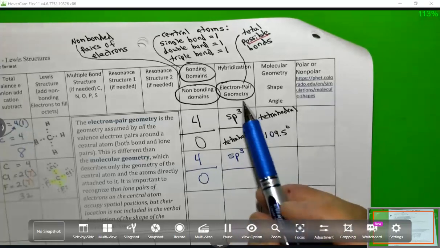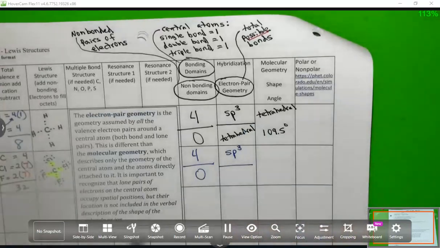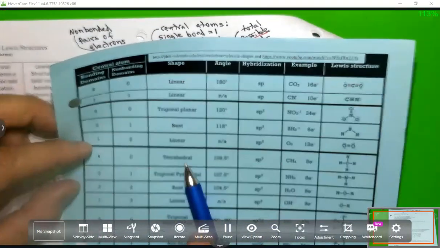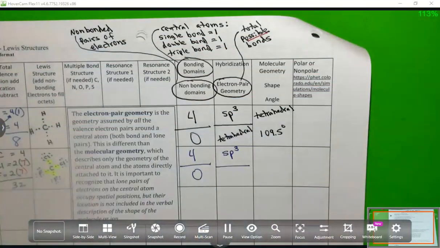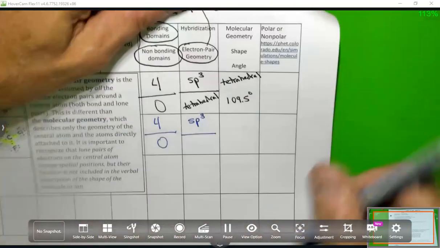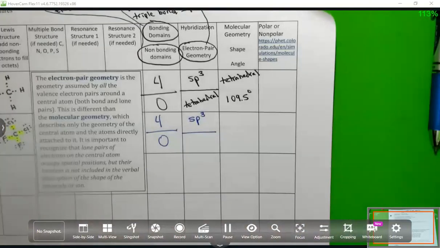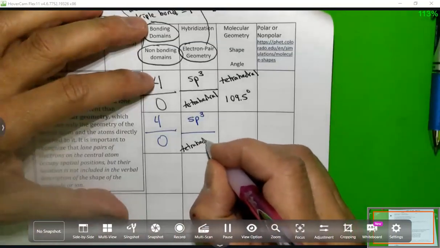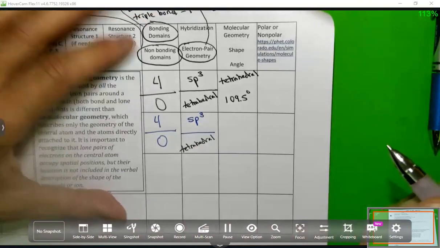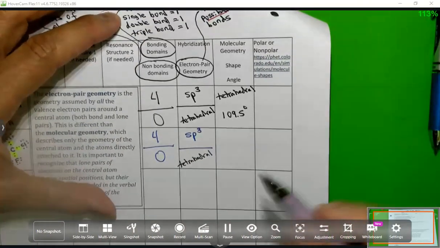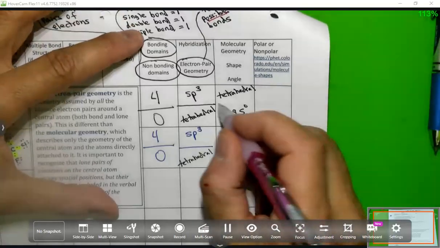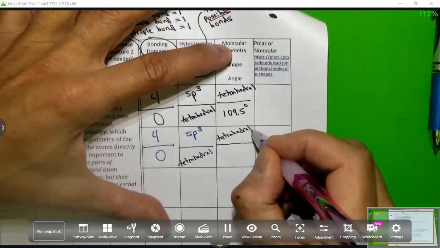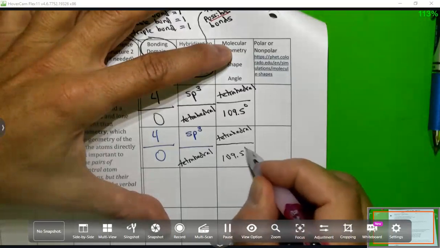What is my electron pair geometry for a 4-0? It's tetrahedral. So my electron pair geometry is tetrahedral. My molecular geometry is tetrahedral. You're going to see a different one on the next one. And 109.5 degrees.